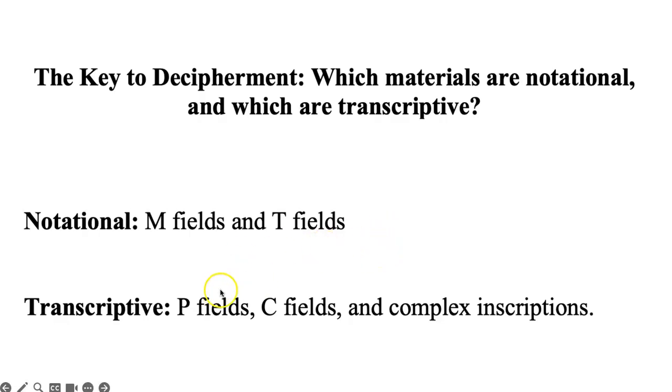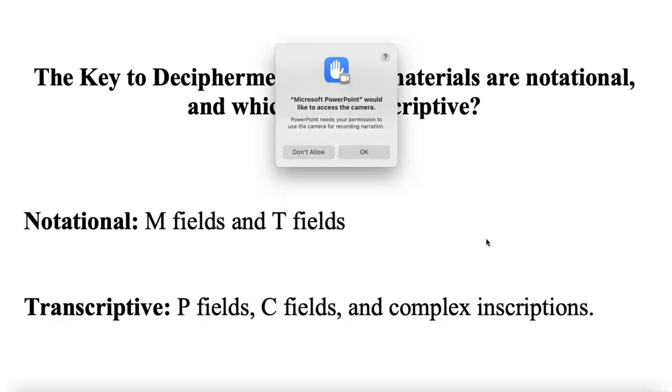And then the P fields, the C fields, and complex inscriptions in their entirety appear to constitute the material that we can assume is transcriptive, meaning writing in the sense that most people understand writing. So these two major fields from patterned inscriptions plus complex inscriptions as a whole are the real McCoy. This is the actual writing of words, and as such probably is what we need to focus on in some sense if we're going to make any progress with decipherment. The question is how.